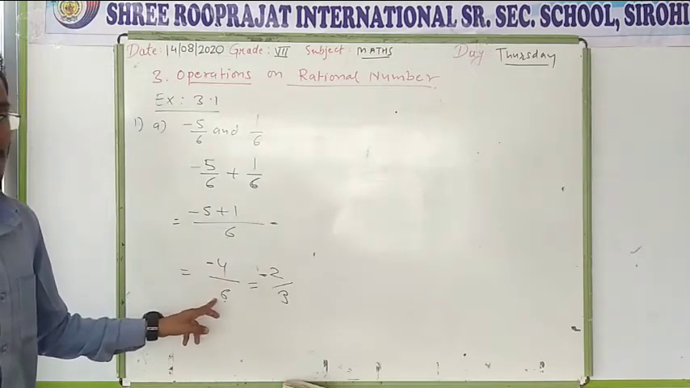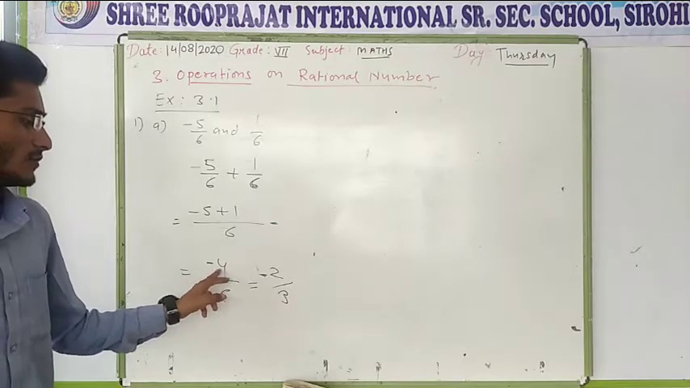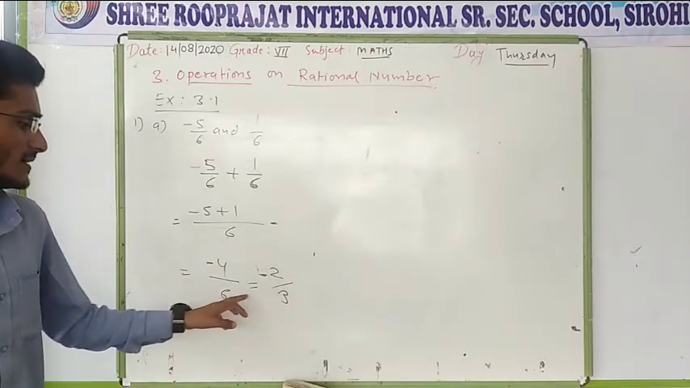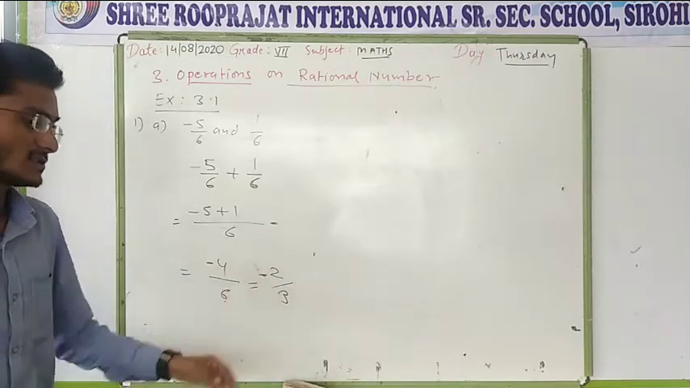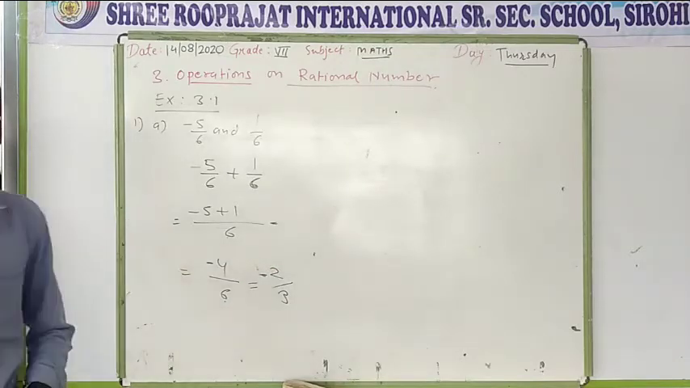4 and 6 both are divisible by 2. If you divide 4 by 2, you will get 2, and 6 divided by 2, you will get 3. So the answer is minus 2 by 3 for the first one.